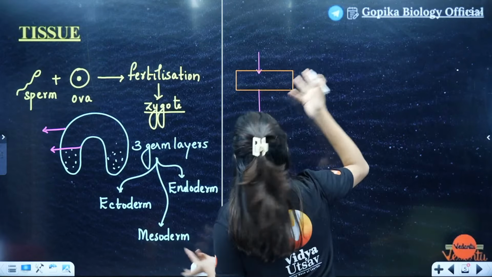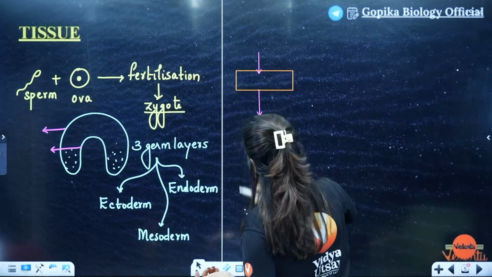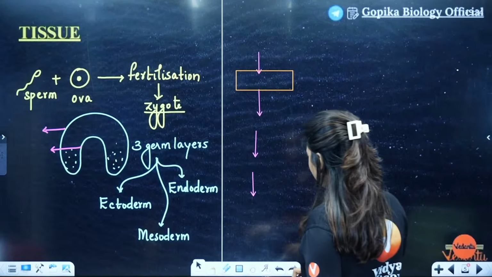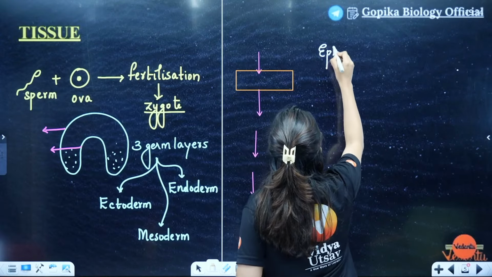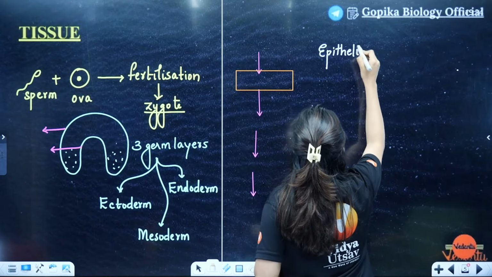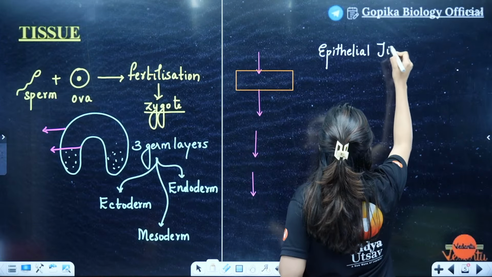So this is not going, students. I don't know how to erase it also. Do you people know how to erase it? Oh, no. Okay. Let's not do any circus. Epithelial tissue.